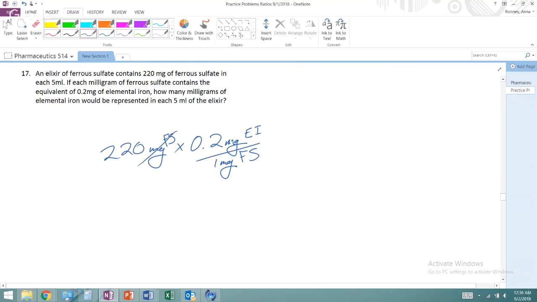And then we find out that it's 44 milligrams of elemental iron. All right. And then how many milligrams would we represent in each 5 ml of the elixir? Well, we already know how much is in the 5 ml because we never changed this. So this is the same as that. So it should be 44 in the end.